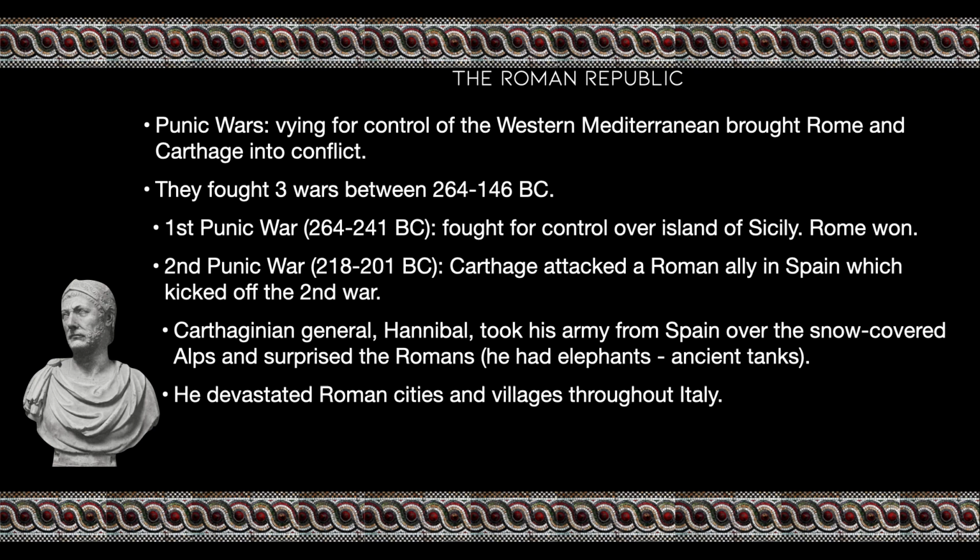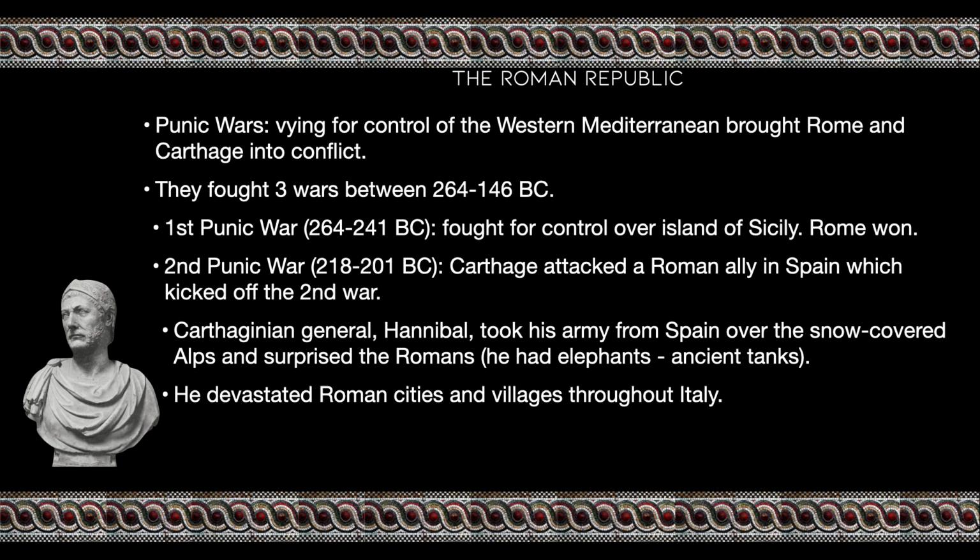So the Punic Wars, this is, again, Rome vying for control of Western Mediterranean, will bring them into conflict with Carthage, fighting 3 wars between 264 and 146. You can see the dates there. But eventually, they're going to win control over Sicily first in the First Punic War. The Second Punic War, Carthage is going to go on the attack against a Roman ally in Spain, which will kick off that Second War.